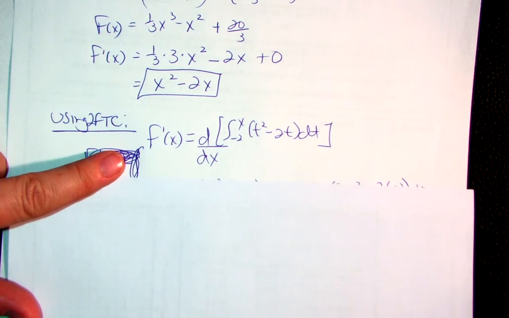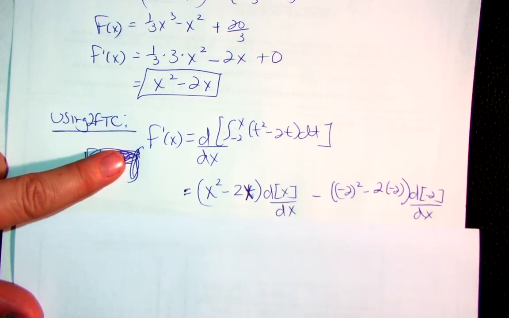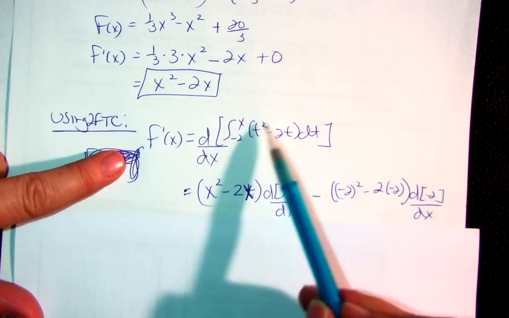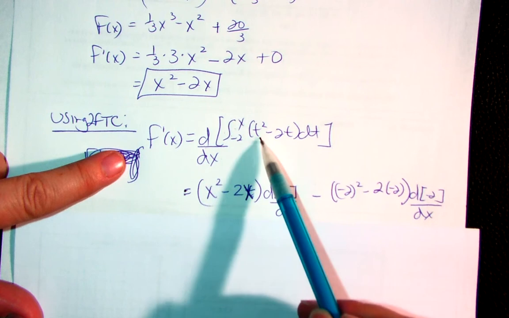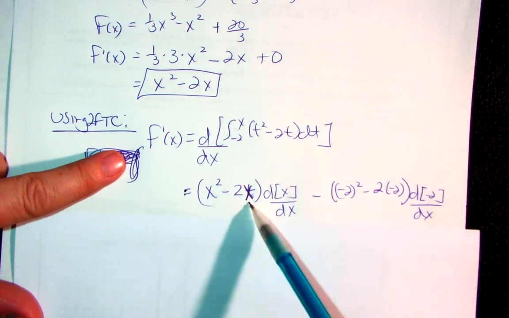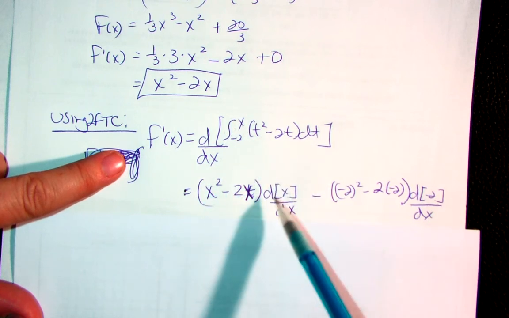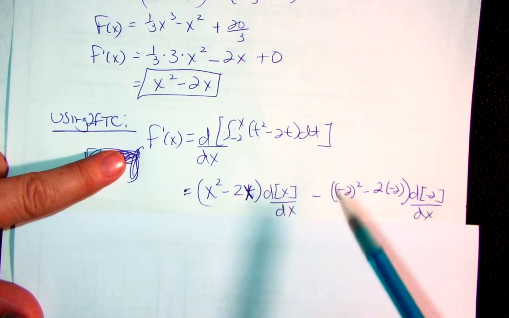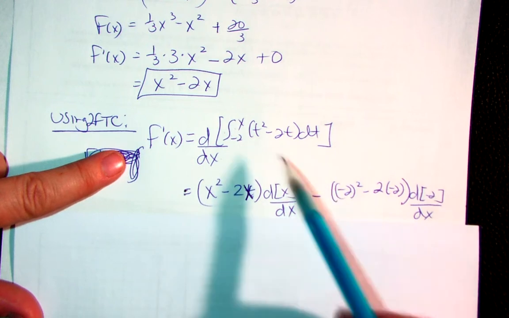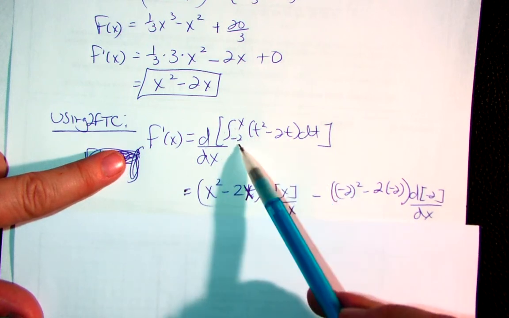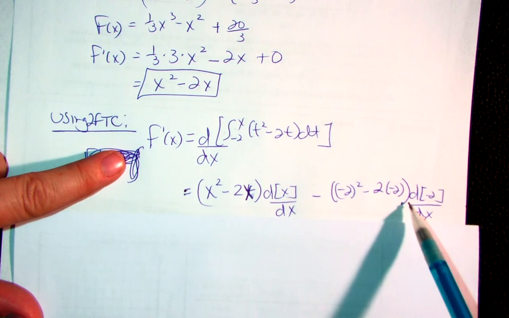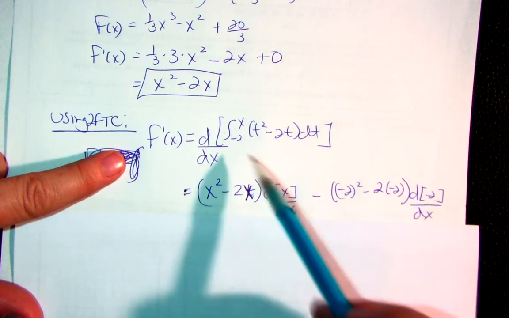And how did it tell us to do this? It told us to take this function and substitute in the upper bound. Wherever I saw the variable, I did, times the derivative of the upper bound, minus take this function, substitute in the lower bound, times the derivative of the lower bound.